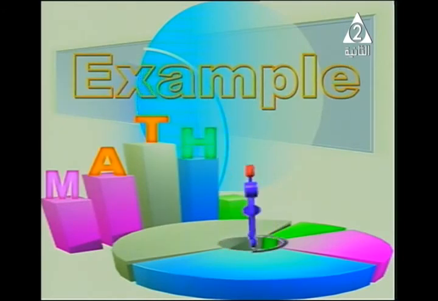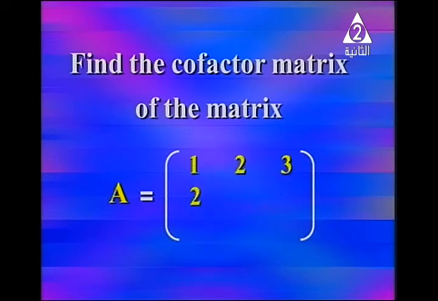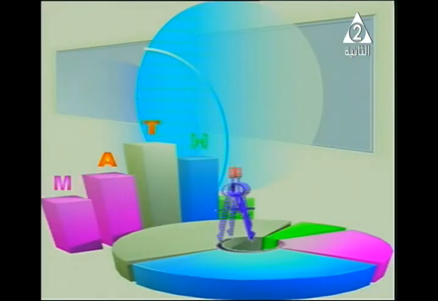Now we move to an important example. Find the cofactor matrix of the matrix 1 2 3, 2 3 2, 1 2 2. We have a matrix with 3 rows and 3 columns. Find the cofactor. Look at the solution. C11 means the element in the first row, first column with the positive sign. Determinant 3 2 2 2 equals 3 times 2 is 6 minus 2 times 2 is 4. 6 minus 4 equals 2.